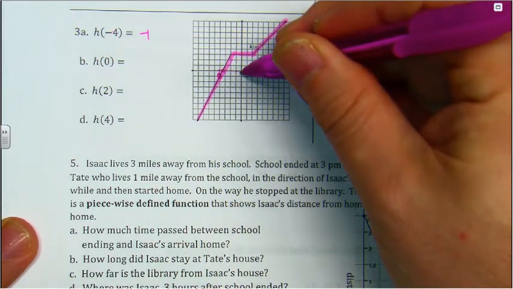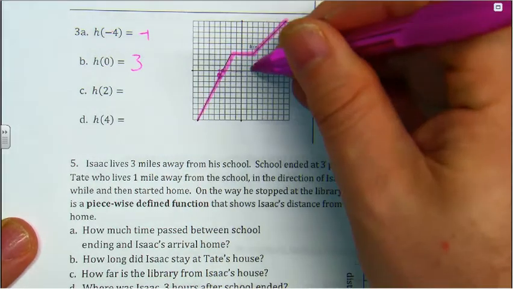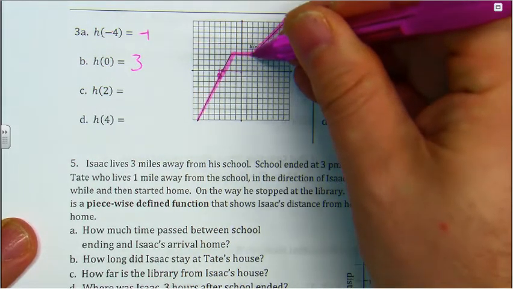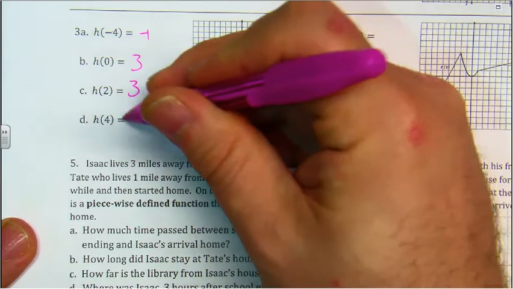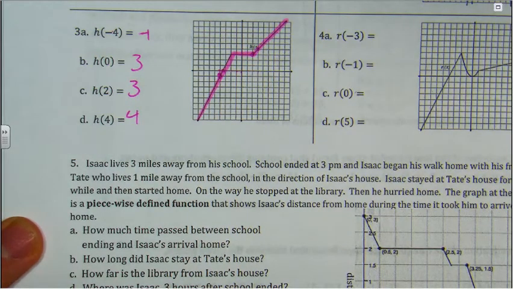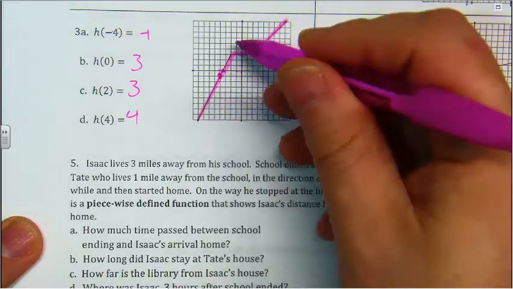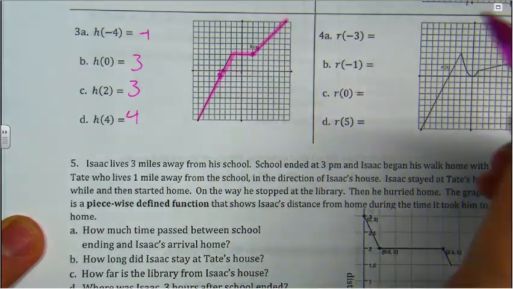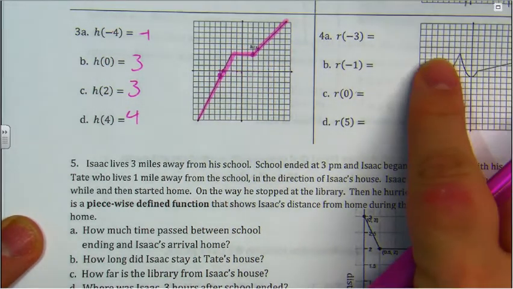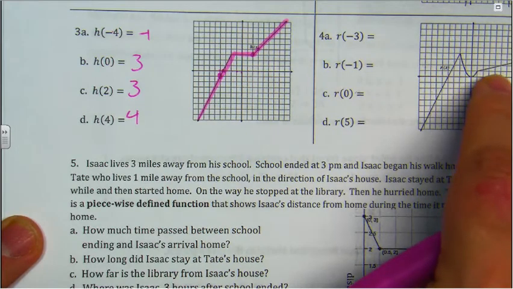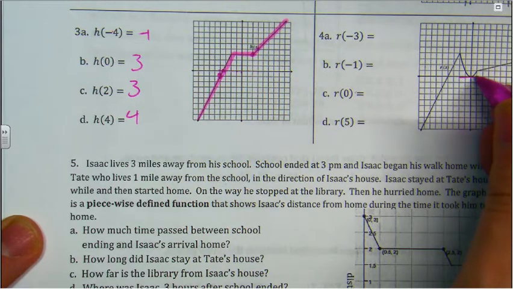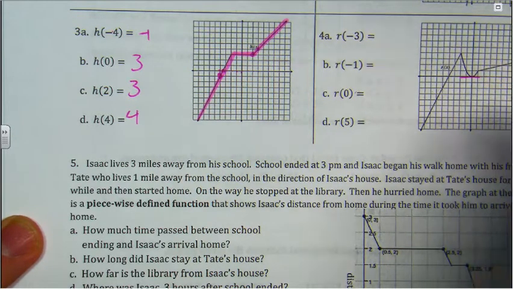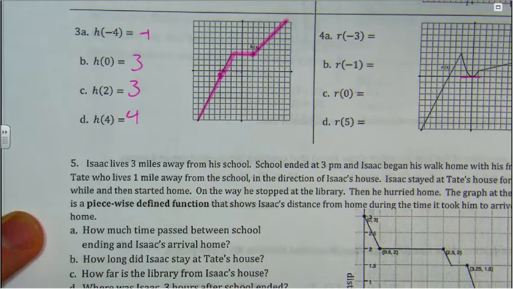H of 0, so when x is 0, we see that y is 3. H of 2, it's right here. We see that it remains 3. But when we go over one more to 4, we see that we go up to another 4. So just following the different ways that the line behaves, whether it's going up flat or up at a different rate. Or even when we look at number 4 here, we see that it has that partial parabolic shape as we go from -2 to 1, it behaves like a parabola instead of a straight line. So just be mindful of that and how they're all behaving.